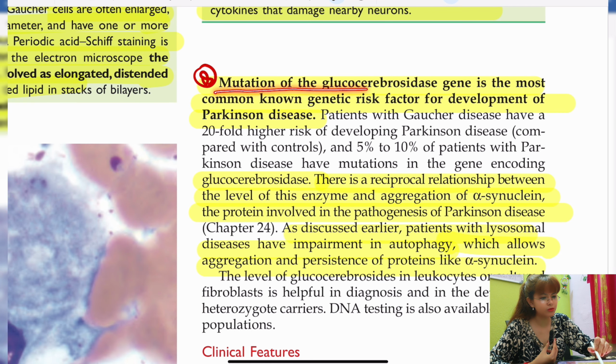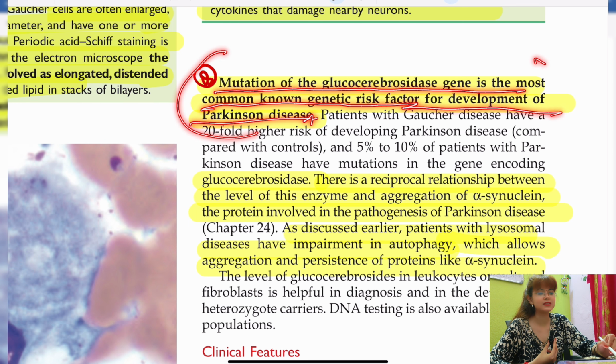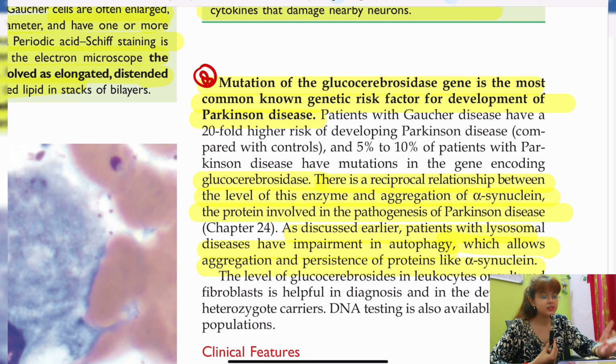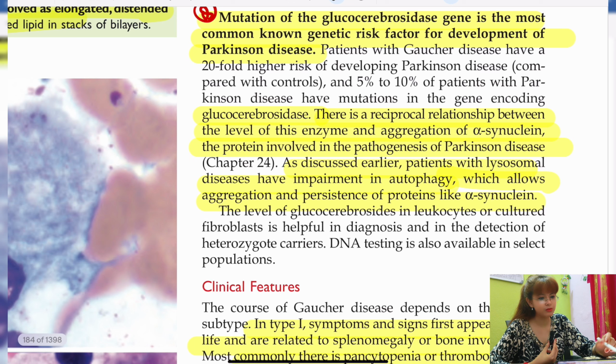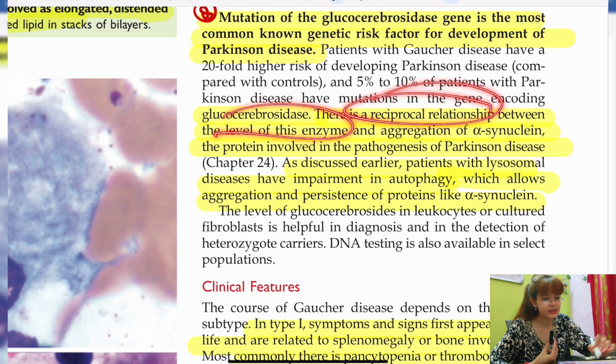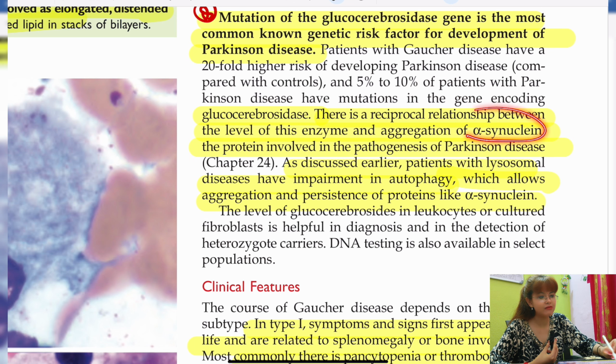The mutation of the glucocerebrosidase gene is the most common known genetic risk factor for development of Parkinson's disease. So again, Gaucher's disease is related to Parkinson's disease. When you see this kind of connection in the question, don't get surprised, because the glucocerebrosidase gene is also involved in Parkinson's disease, and therefore there's a reciprocal relationship between the level of this enzyme and the aggregation of alpha-synuclein, which is involved in the pathogenesis of Parkinson's disease. This is the basis why these two diseases are interconnected.